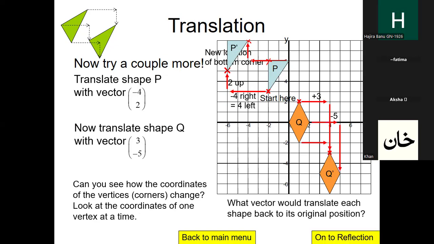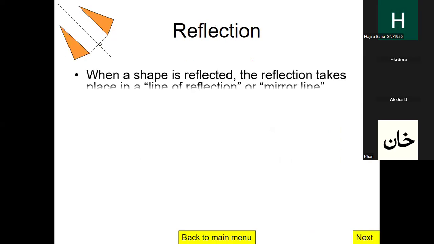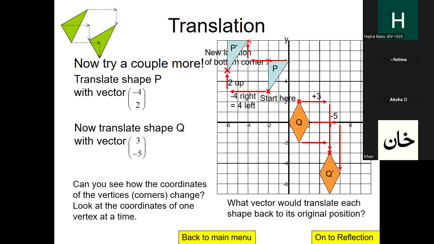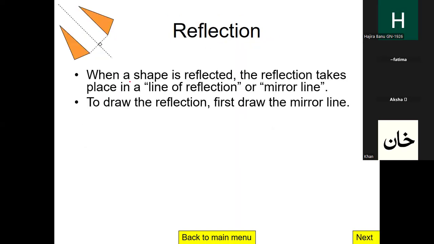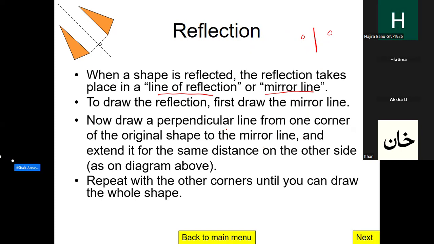Now, coming to the next topic, reflection, which was our question also. So in reflection, like in translation, we have the information that we needed a vector to do translation. Similarly, in reflection, we need one thing which is called the line of reflection or mirror line. In your regular life also, what do you mean by reflection? When you see your image in the mirror, that's a reflection. So here also, when we are doing reflection, we need a mirror line.